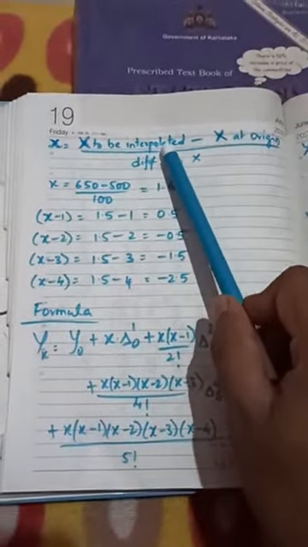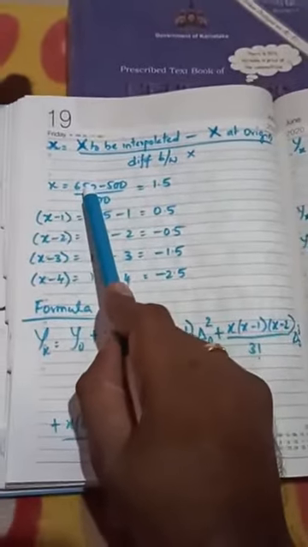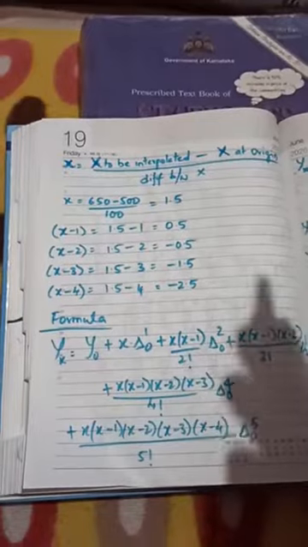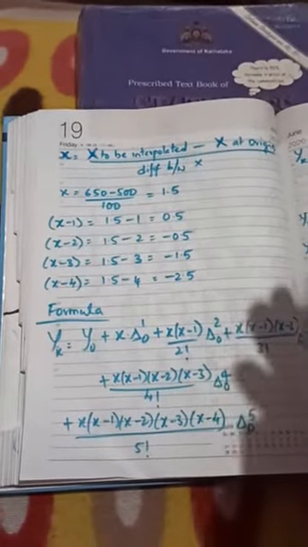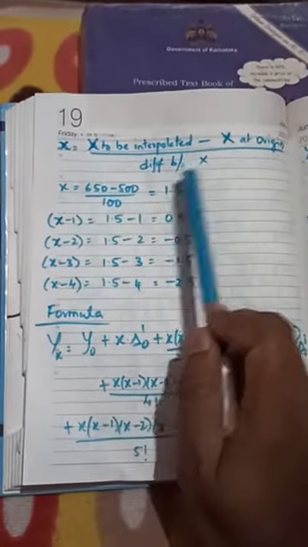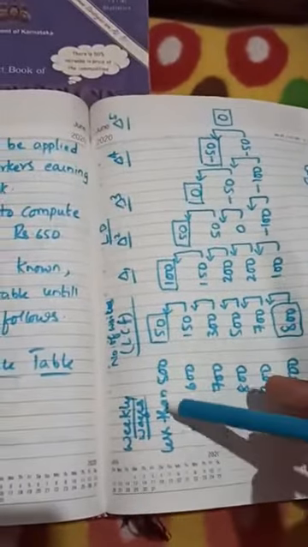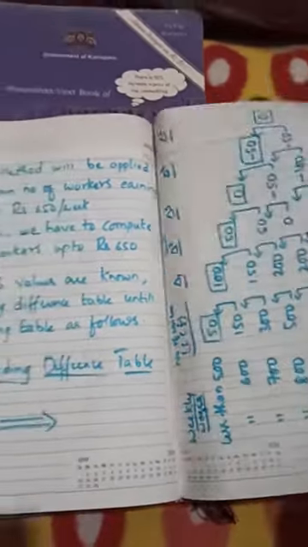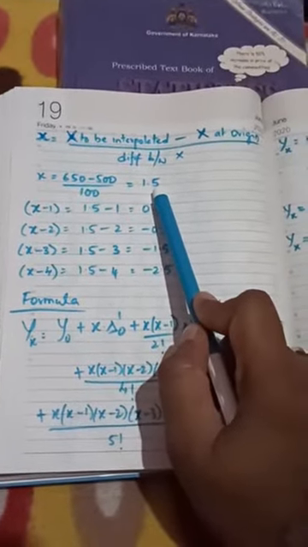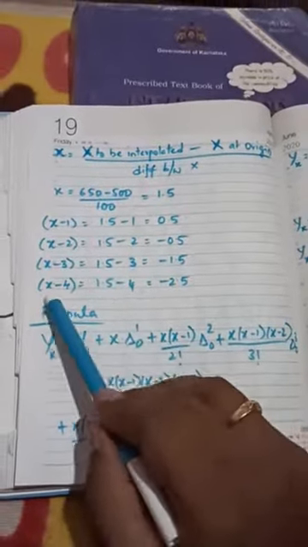X to be interpolated means whatever the question asks to be calculated. As I mentioned earlier, the question asks for more than 650, but initially we have to calculate up to 650 and then remove it from the total. Then you will obviously get the more than 650 terms. So 650 minus 500, x at origin, which is 500. Look at the table, less than 500. Divided by the common difference, 100. The calculation gives 1.5. The remaining terms are x minus 1, x minus 2, x minus 3, x minus 4.